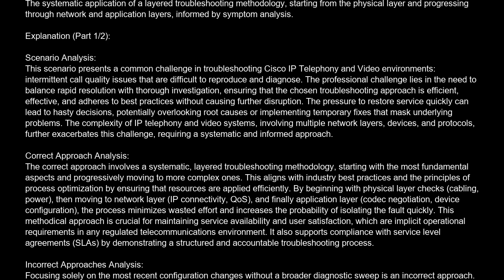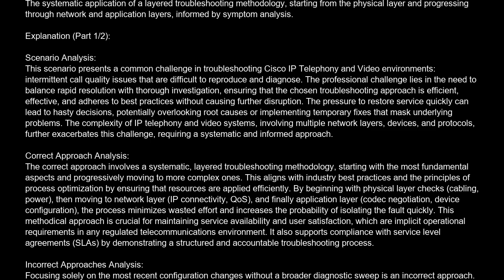The professional challenge lies in the need to balance rapid resolution with thorough investigation, ensuring that the chosen troubleshooting approach is efficient, effective, and adheres to best practices without causing further disruption. The pressure to restore service quickly can lead to hasty decisions, potentially overlooking root causes or implementing temporary fixes that mask underlying problems. The complexity of IP telephony and video systems, involving multiple network layers, devices, and protocols, further exacerbates this challenge, requiring a systematic and informed approach.